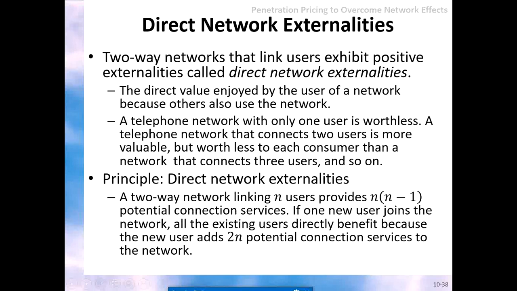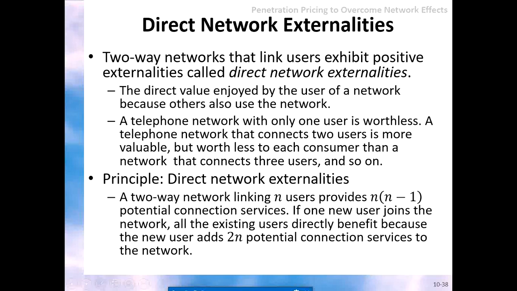So a two-way network that links users exhibits a positive externality called direct network externalities. This is the direct value enjoyed by the users of a network because others also use the network. A telephone network is an example. With only one user, it is worthless. He cannot call himself. But a telephone network that connects two users is more valuable to each consumer than a network that connects 3 users, and so on.